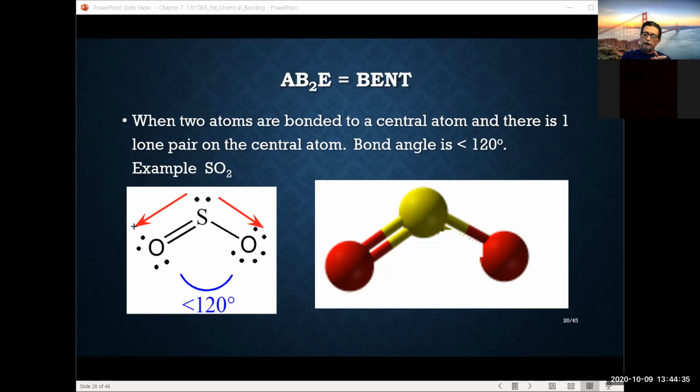So the polarity of oxygen is greater. So oxygens are pulling the electron density away from the sulfur, making this a polar bond. However, they don't cancel out because that lone pair causes them to go in different directions. And therefore, the result is that you have a polar molecule: polar bonds, polar molecule. Carbon dioxide had polar bonds, non-polar molecule, because the polar bonds canceled out in carbon dioxide.